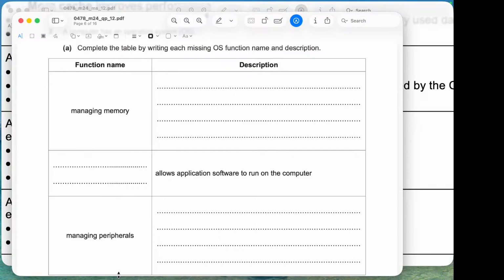And you don't need to write much. I know they've left quite a big gap for description, but really you only need to put like one short sentence for each. So it's a bit strange how they've given you a lot of space there.